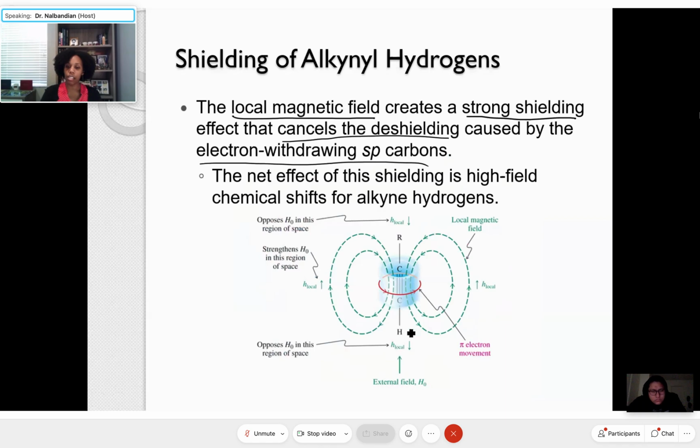And so this hydrogen here isn't very far downfield. Because of the shielding from these pi electrons moving in a circle, they're creating a shield around that hydrogen. And so that hydrogen doesn't have a very far downfield chemical shift. So if you don't understand that, it's fine. Just remember that they're not going to be very far downfield because of this local magnetic field that's being created here.